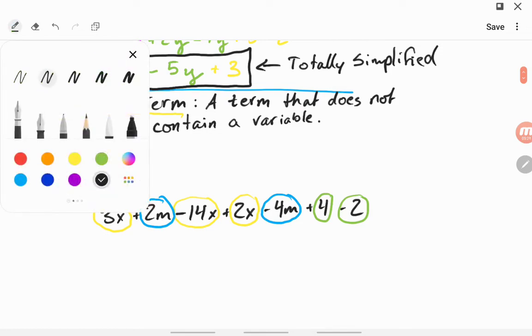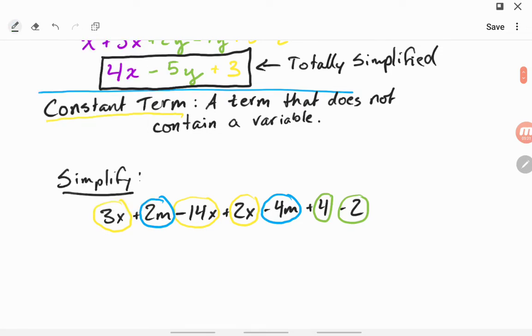So we can rewrite these. And let's put all of our like terms next to each other. I've got 3x minus 14x plus 2x, right? So I've used that 3x, I've used this 14x, I've used that 2x. Now I've got my m's, I've got plus 2m minus 4m, right? And it's important to remember I'm keeping those plus and minus signs with the appropriate terms. And finally, plus 4 minus 2.